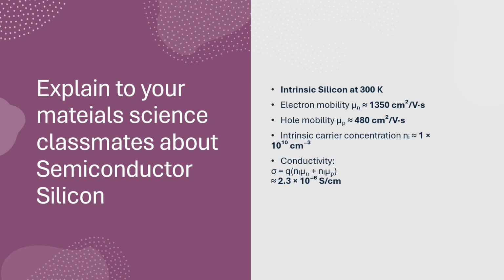So we just plug this into the conductivity equation. Sigma equals q times n times the sum of the mobilities. And after substituting the values, the electrical conductivity of intrinsic silicon comes out to about 2.3 times 10 to the minus 6 Siemens per centimeter. So this is extremely low, which means intrinsic silicon behaves almost like an insulator at room temperature.